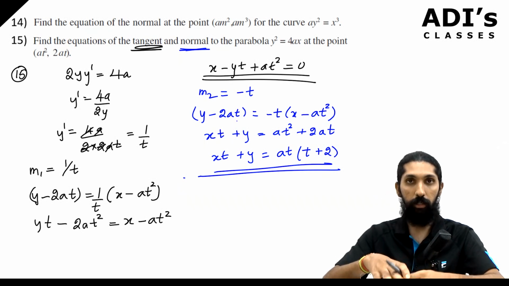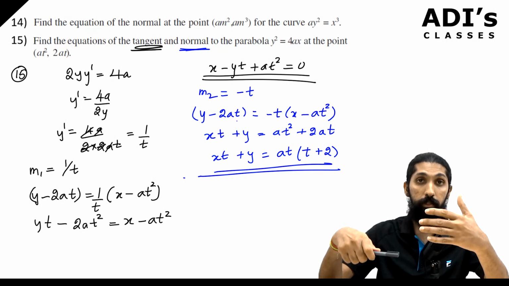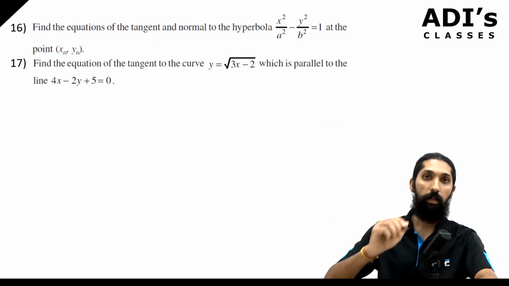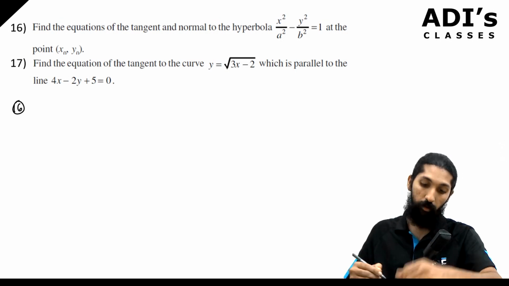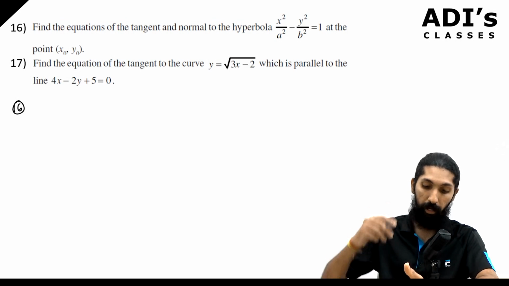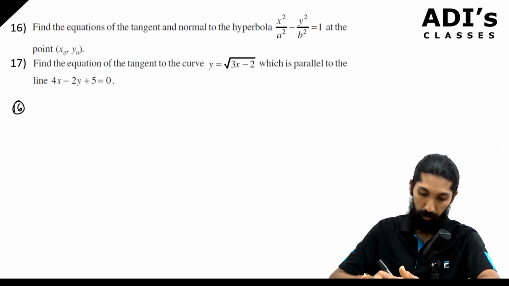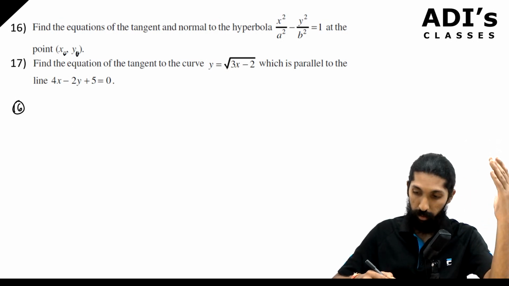So we have the tangent, we have the normal. Fair enough? Now let's do the next one, next question. See the 16th problem. Here you have to find the equations of the tangent and normal to the hyperbola at point x naught comma y naught. This is supposed to be x naught and y naught. All right. Again, differentiate, we'll do the part.